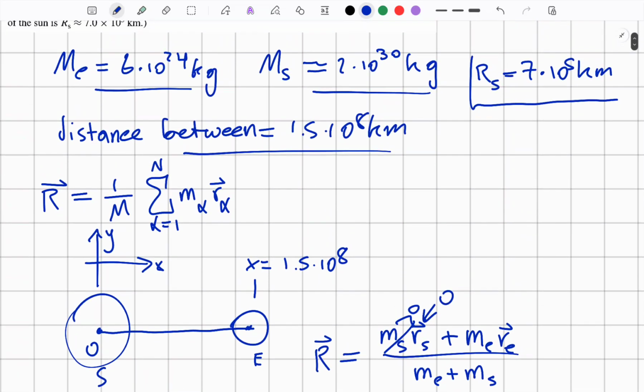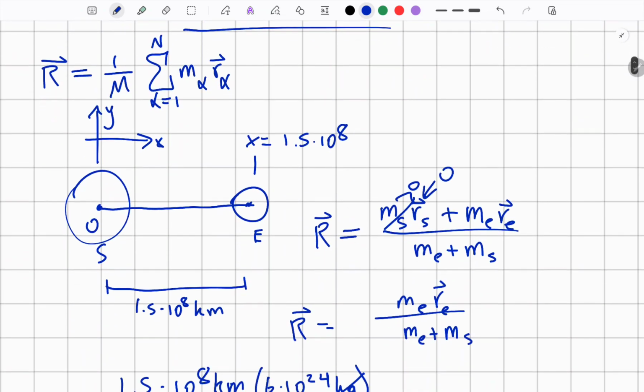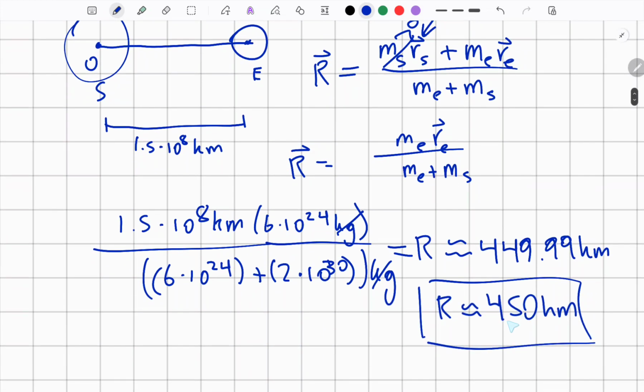If we look at the radius of the Sun, that is 7 times 10 to the 5th kilometers. That is a lot more than 450 kilometers. So our center of mass is actually going to still rest within the Sun.